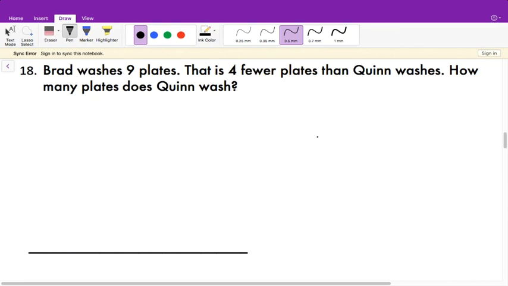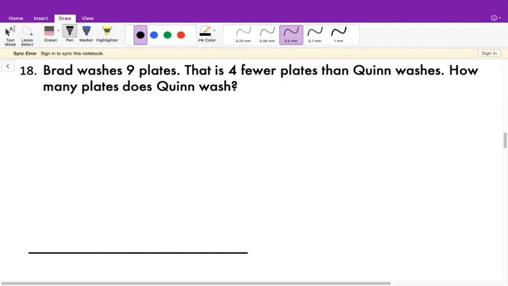Okay, let's read this. Brad washes 9 plates. That is 4 fewer plates than Quinn washes. How many plates does Quinn wash? Okay, so Brad's washing some plates and Quinn also washes plates. Now, I know this is not a start change result because no one is adding more or taking some away. This could be a part whole because there's two groups.